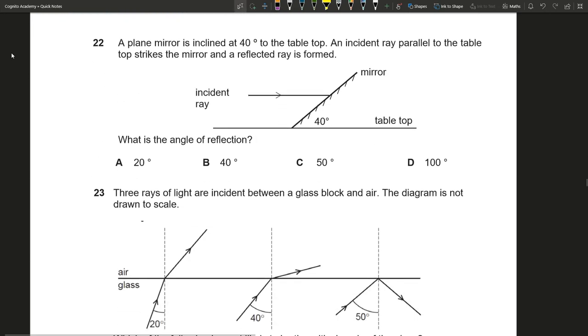A plane mirror is inclined 40 degrees to the tabletop. This angle here is 40 degrees. An incident ray parallel to the tabletop strikes the mirror and a reflected ray is formed. So the reflected ray is something like this probably. What is the angle of reflection? So remember that our angle of reflection, which is this angle, equals our angle of incidence, which is this angle. And then from these two parallel lines, we know that this is 40, and then this is the normal, so this is 90 degrees, so this is 50 degrees. So our answer is 50.